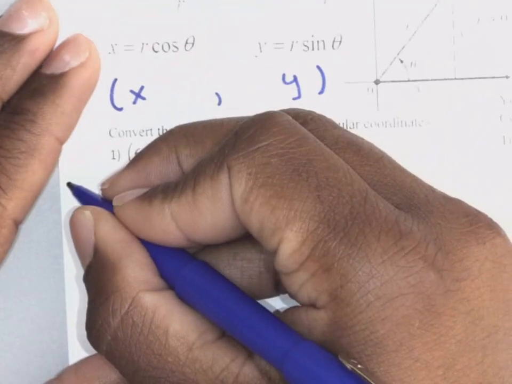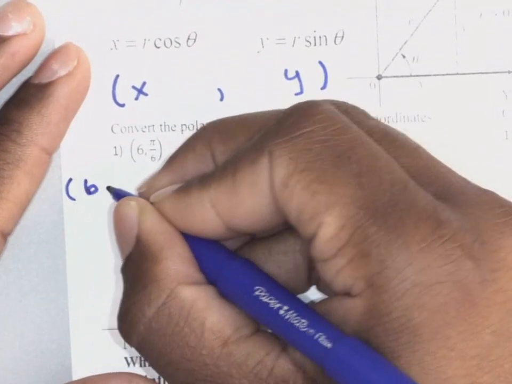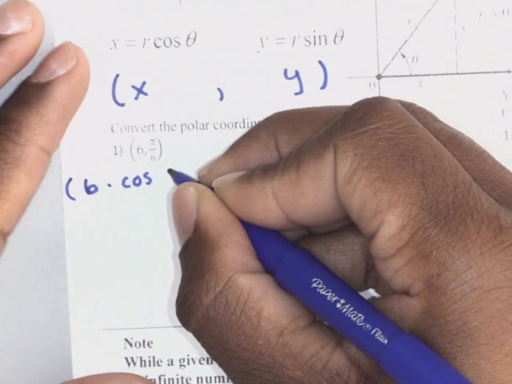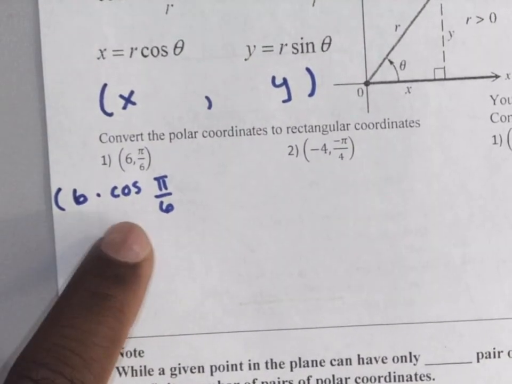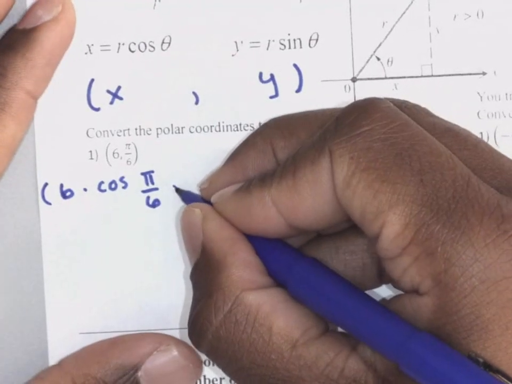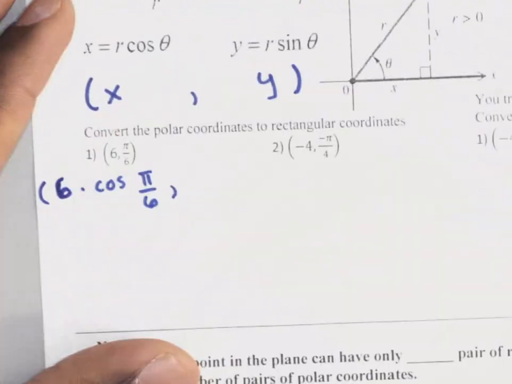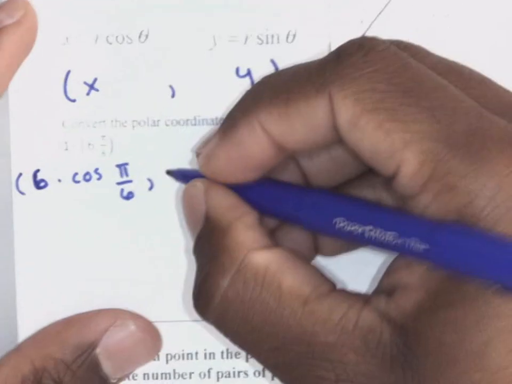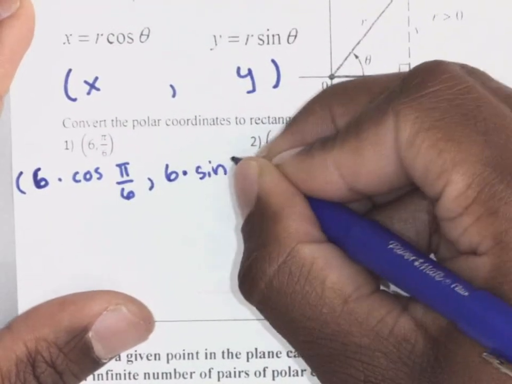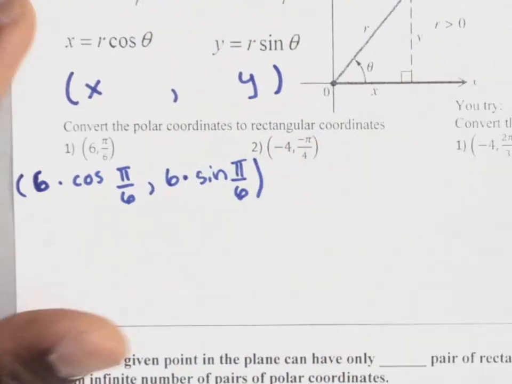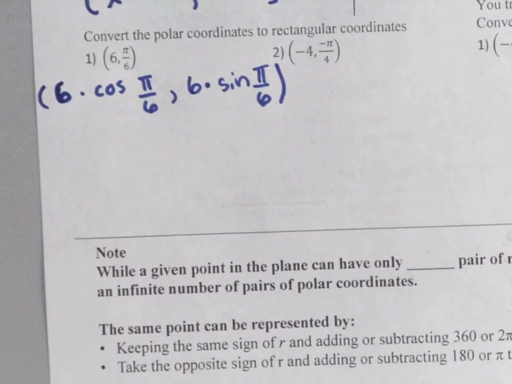So to get it into rectangular, we'll do the radius, which is 6, times cosine of the angle we're working with. So it'll be times cosine of pi over 6. This is just an exact value that we'll find. Is that a 6? Oh, sorry, that's a 6. All right, and then to get the y coordinate, it would be the radius 6 times sine of the same angle. And just simplifying this will give me my rectangular coordinate.